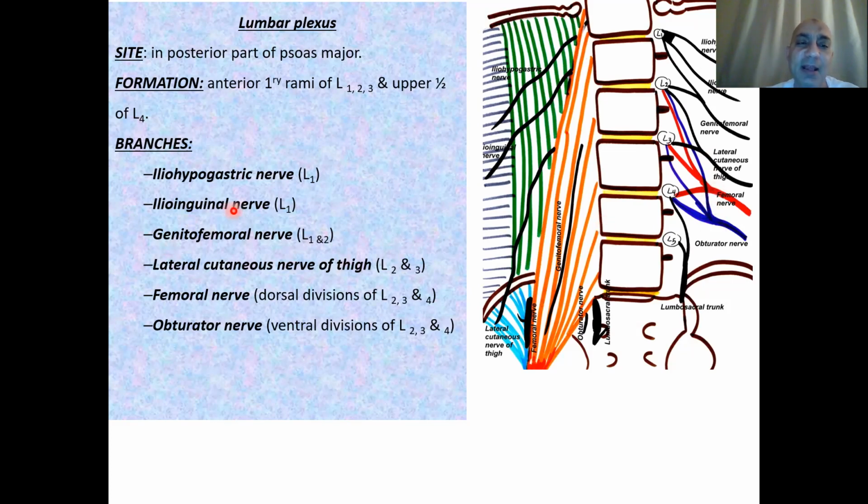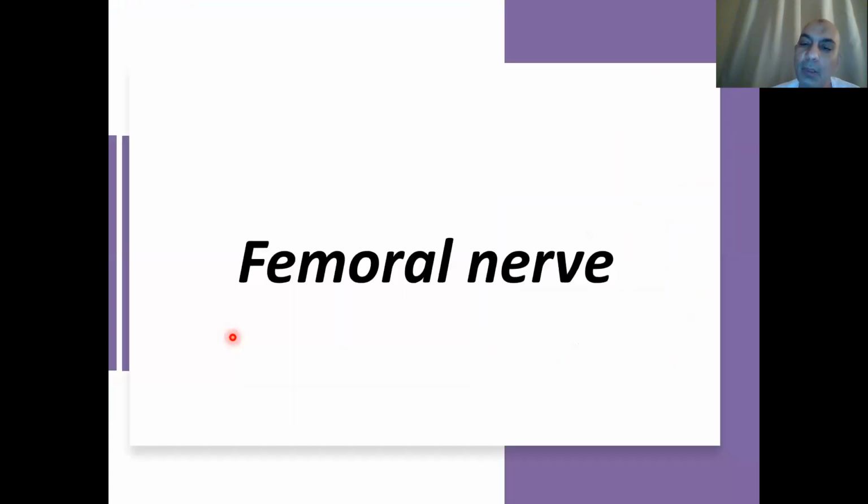So finally, we have 6 branches: iliohypogastric, ilioinguinal, genitofemoral, lateral cutaneous nerve of the thigh, femoral and obturator nerve. And occasionally, we have another nerve, which is called the accessory obturator nerve. From this plexus arise 6 branches, but what concerns me is 2 important branches in the lower limb, one for the anterior compartment and one for the medial compartment. The one for the anterior compartment is called the femoral, and the other for the medial compartment is called the obturator nerve.